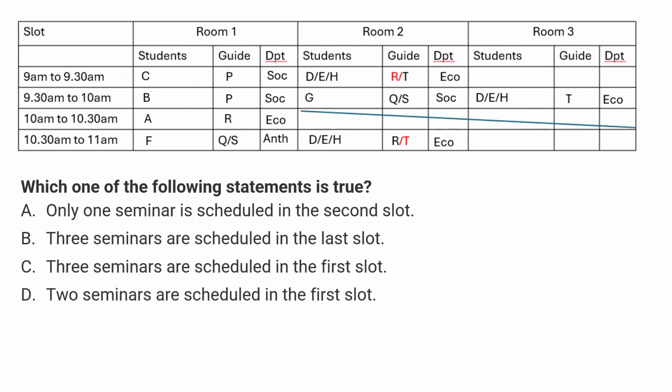Which one of the following statements is true? Only one seminar is scheduled in the second slot. No, in the second slot there are three seminars, so this is not true. Three seminars are scheduled in the last slot. Two seminars are scheduled in the last slot, so this is also not true. Three seminars are scheduled in the first slot. In the first slot there are two seminars, so this is not true. Two seminars are scheduled in the first slot. Yes, two seminars are there in the first slot, so the fourth option is correct.